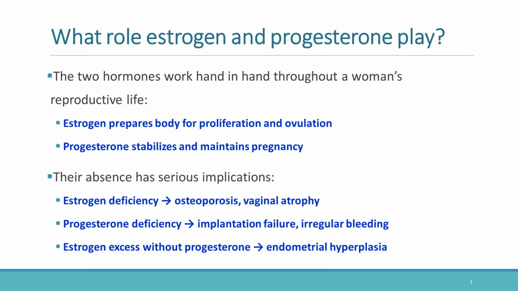Estrogen and progesterone function together throughout reproductive life. Estrogen prepares the reproductive system for proliferation, follicular growth, and ovulation. Progesterone stabilizes the endometrium and supports implantation and pregnancy maintenance. Notice the consequences of deficiency. Estrogen deficiency may lead to osteoporosis and vaginal atrophy. Progesterone deficiency may impair implantation and produce irregular bleeding.